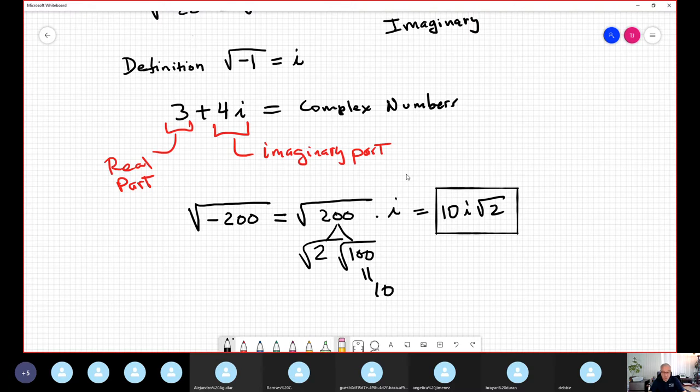And so the solution of the quadratic equation sometimes, not always, is a complex number. And how do you know? Well, you know because you have a square root of a negative number. So immediately when you see a square root of a negative number, you realize it's imaginary or complex, okay?